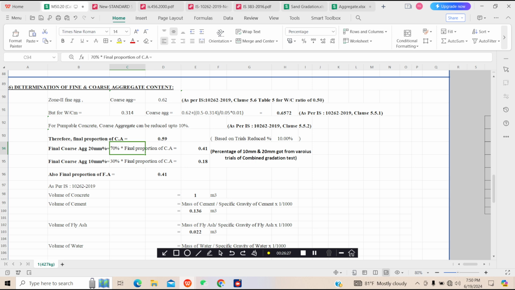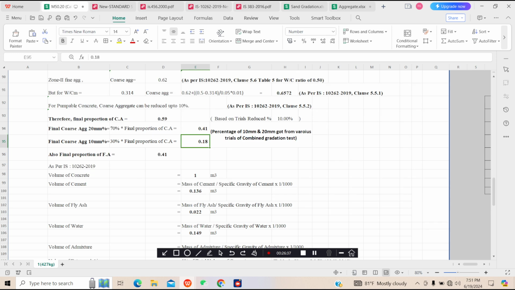So multiplying the 70% with 0.59, we get 0.41, and multiplying the 30% with 0.59, we get 0.18. And the final proportion of fine aggregate, that is sand: for this we have to subtract from 100% this aggregate percentage, that is 59%.